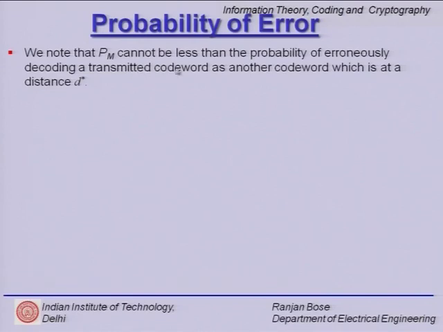We note that P_m cannot be less than the probability of erroneously decoding a transmitted code word as another code word which is at a distance d star.